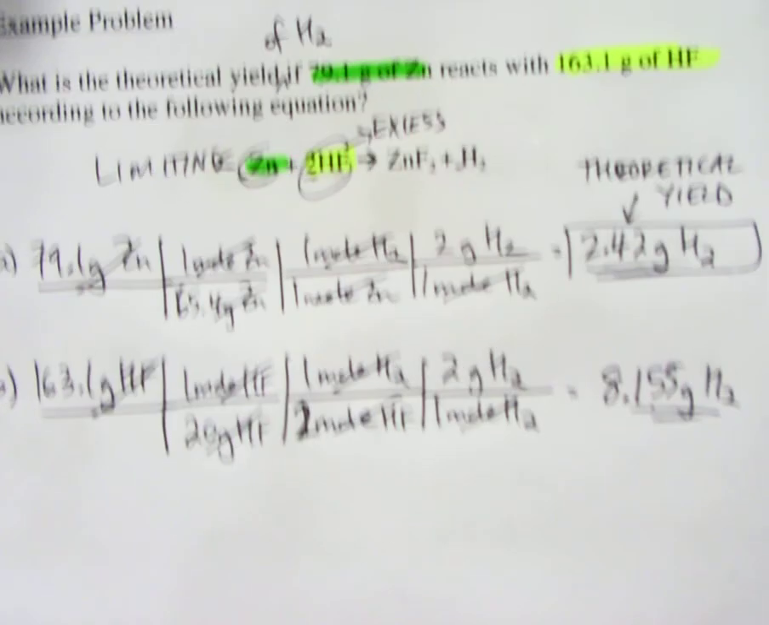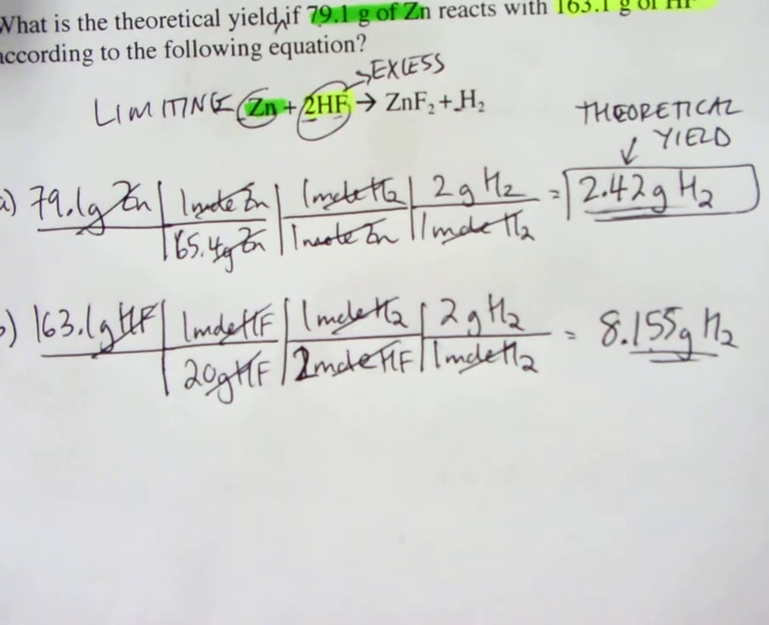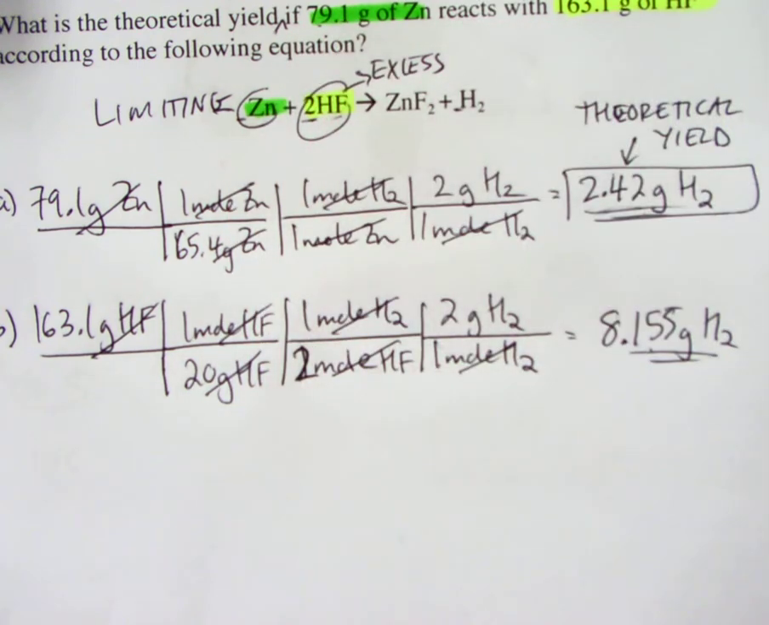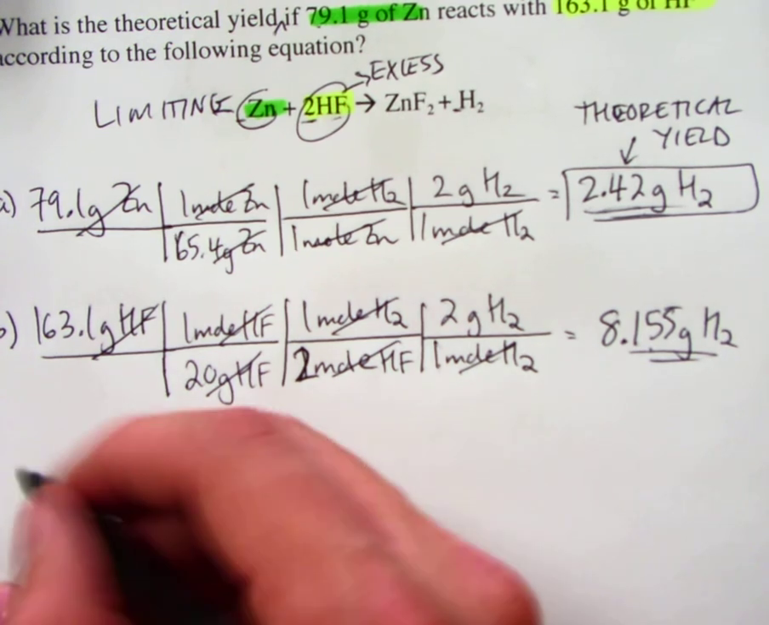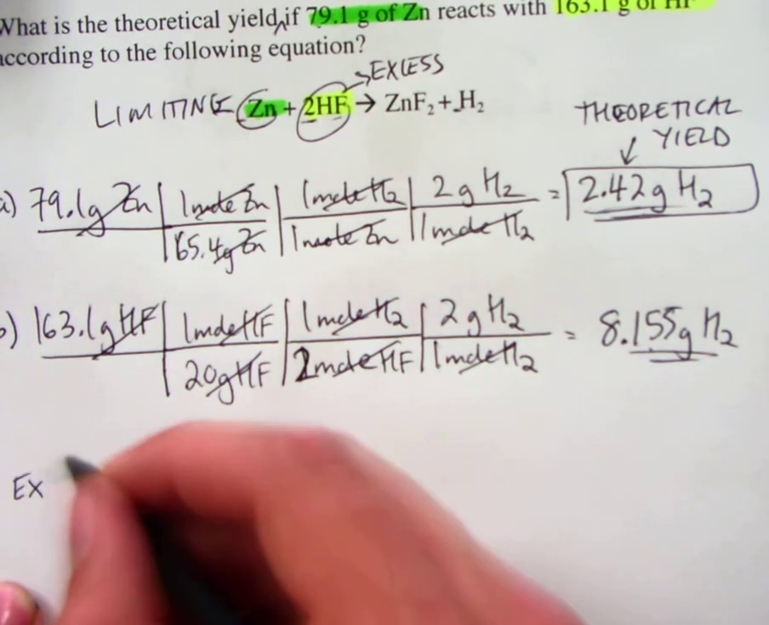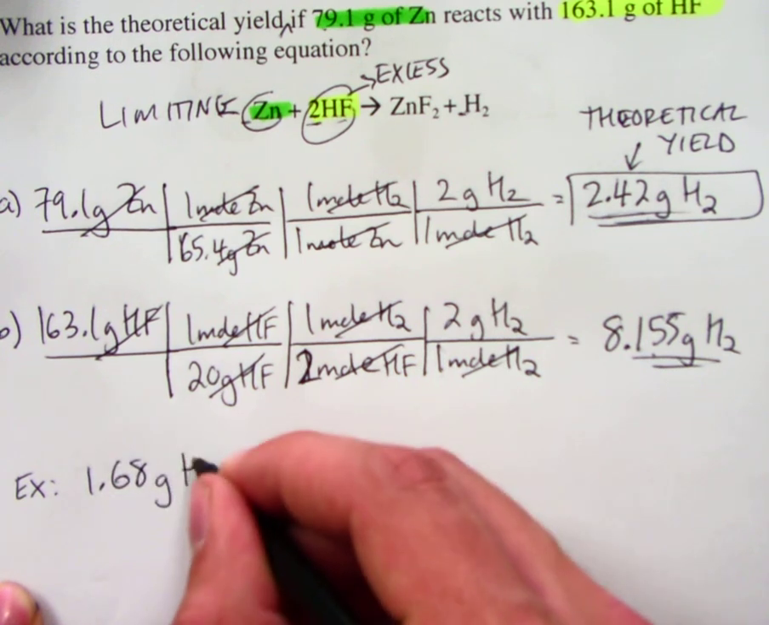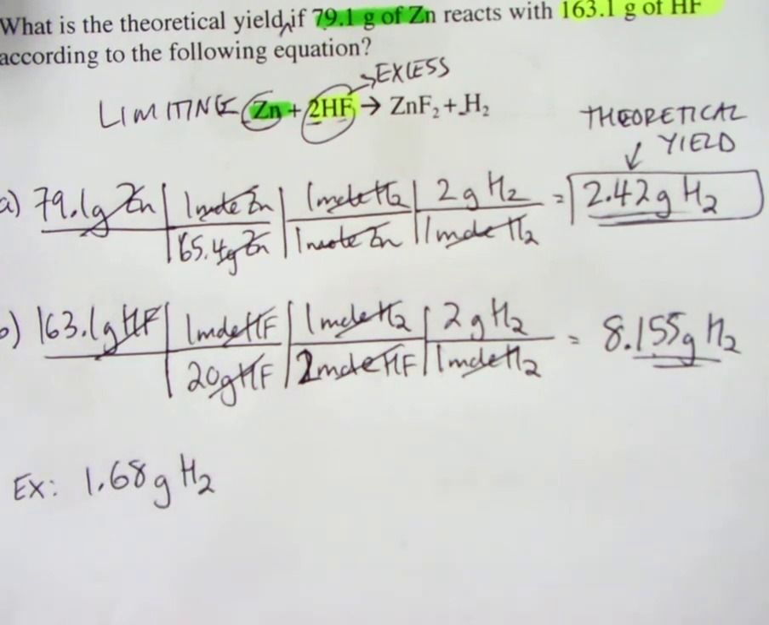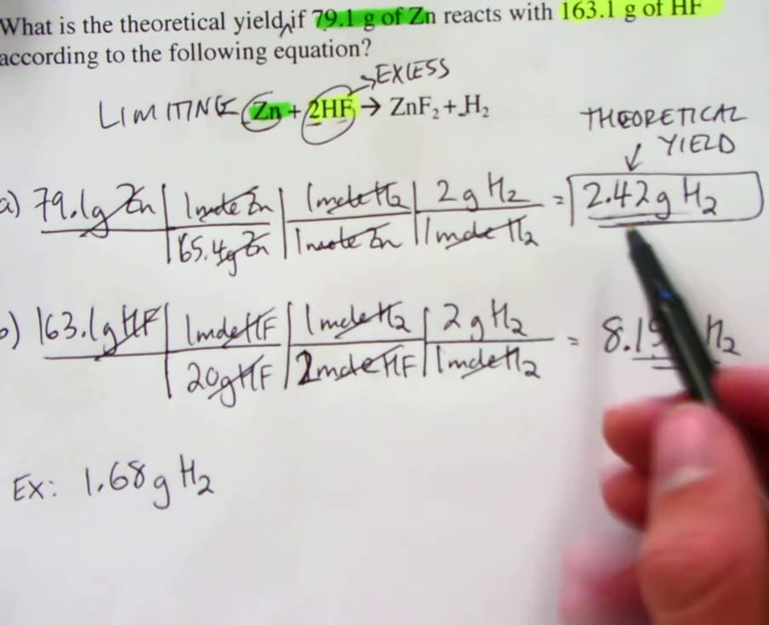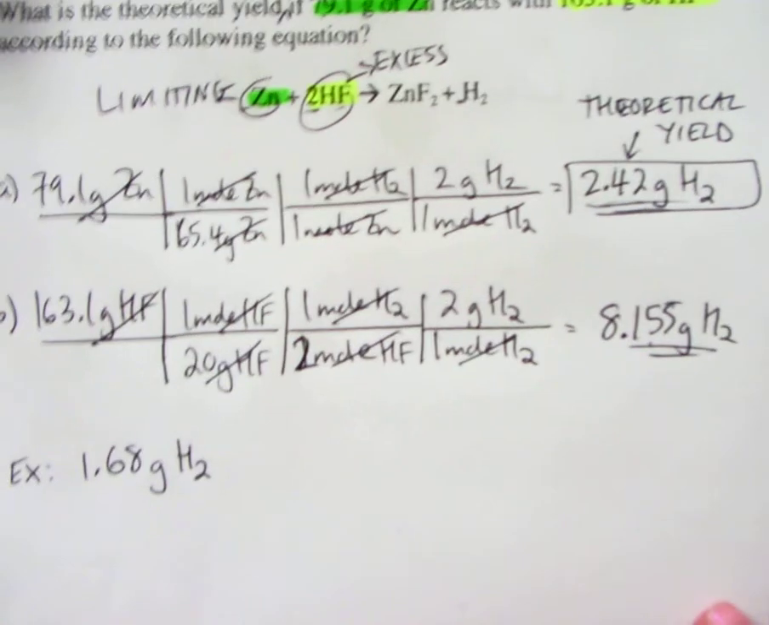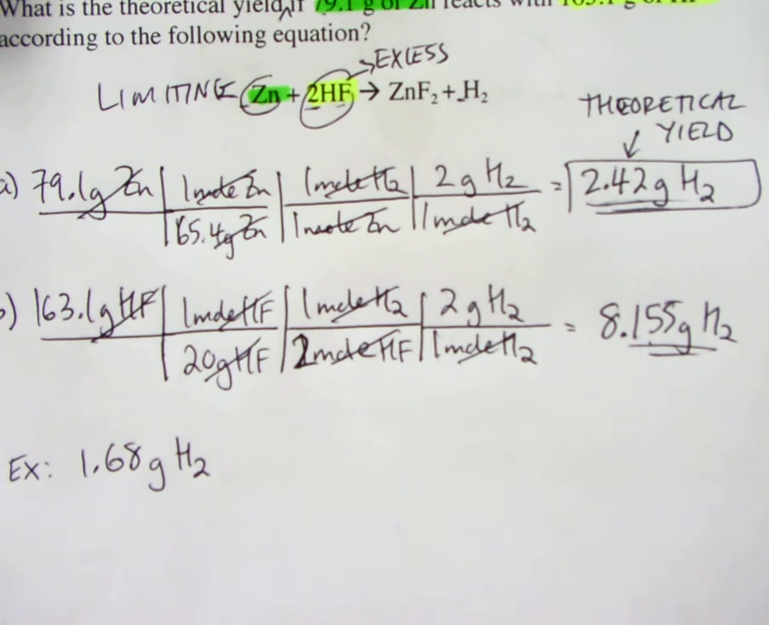Now, let's say you did this reaction in class. You mixed some zinc, 79.1 grams of zinc, with 163.1 grams of hydrofluoric acid, and you got a product of, let's just pretend, 1.68 grams of H2, hydrogen gas. Well, you know that you can get up to 2.42. So we want to think about how good were you? What was your percent yield?